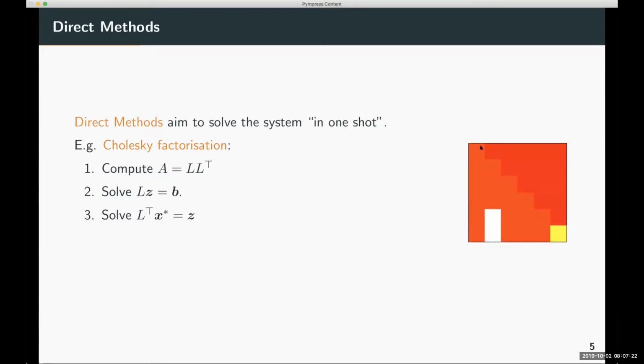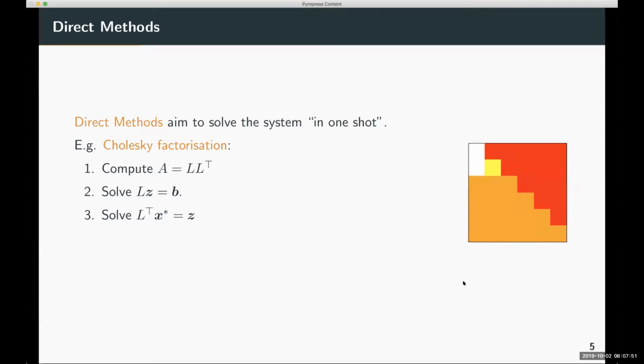And this animation on the right here is showing the access pattern of a Cholesky factorization algorithm as it executes. Then in step two, once we've found that factor, we need to solve. Steps 2 and 3 involve solving two linear systems, LZ = B and L transpose X star = Z, where these systems are now very, very easy to solve because of the lower triangular nature of L.